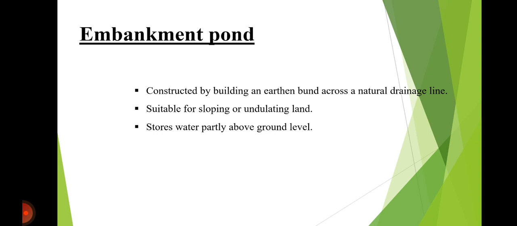And even if there are advantages, disadvantages and characteristics, there are also some uses. The uses of an embankment pond are irrigation storage, community water supply, and fisheries. These are some of the uses of an embankment pond.